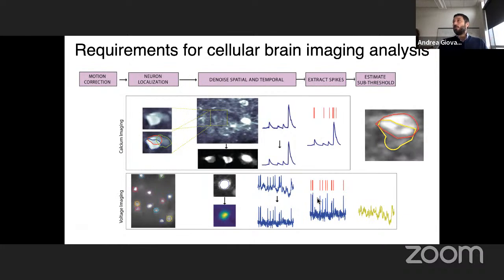In the case of voltage imaging, there is a further operation you can perform, which is to extract the subthreshold oscillations. That's one of the things that would make voltage imaging better than calcium imaging: not only do you have access to suprathreshold activity, but you also have access to subthreshold activity of neurons.